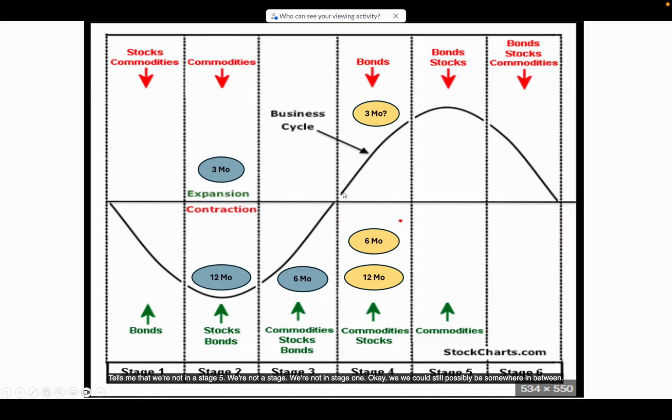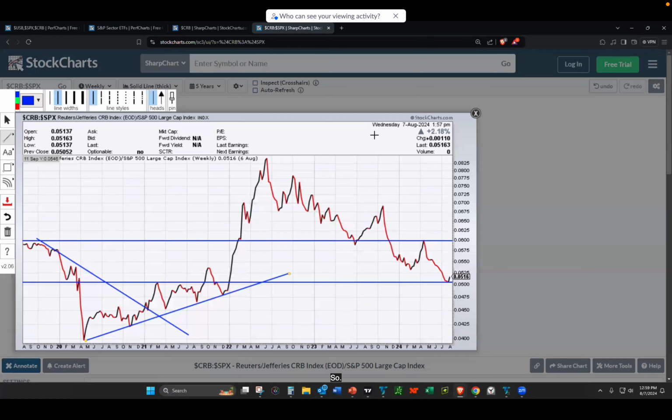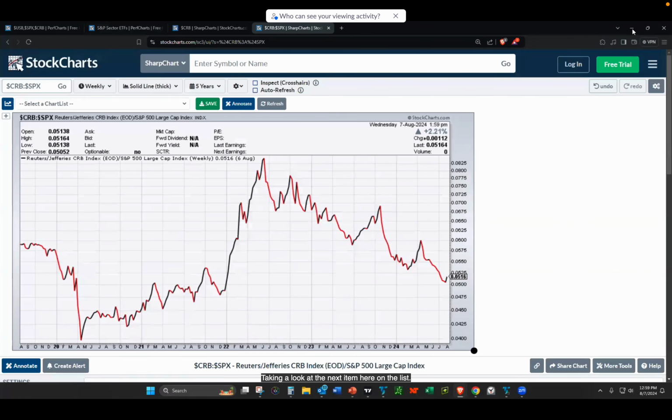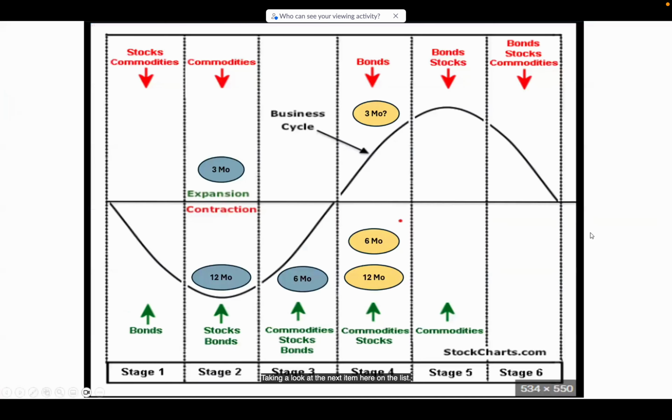We could still possibly be somewhere in between stage 2 to stage 4, but I'm still erring on the side of a stage 4 just for the simple fact that we haven't seen any of these other downturns yet, and we haven't seen the commodities or the stock market go through a bearish cycle since 2022.